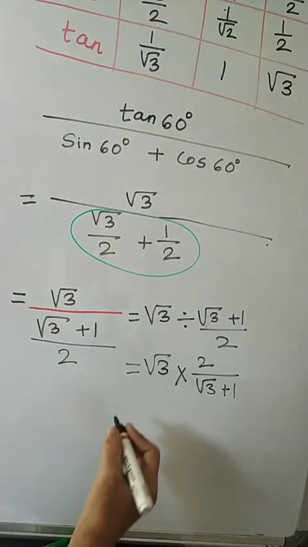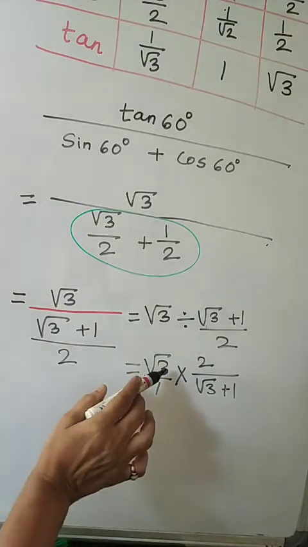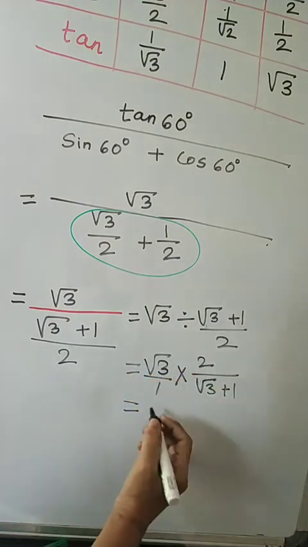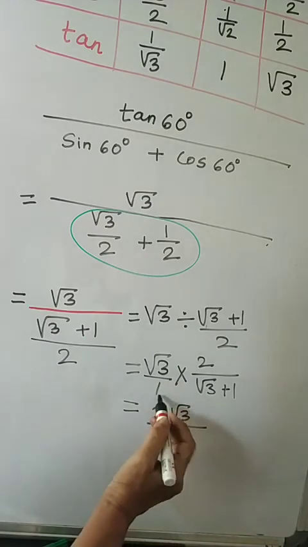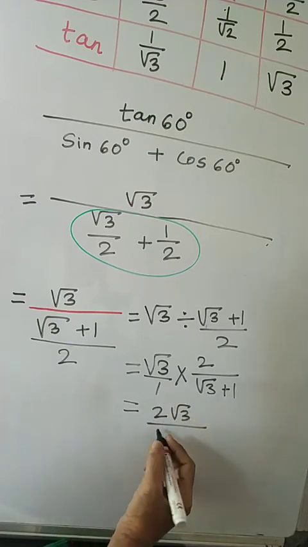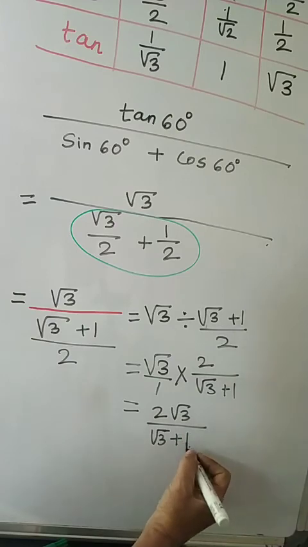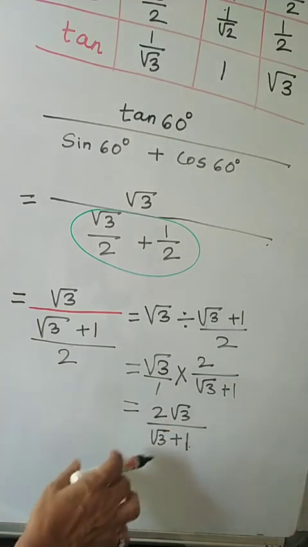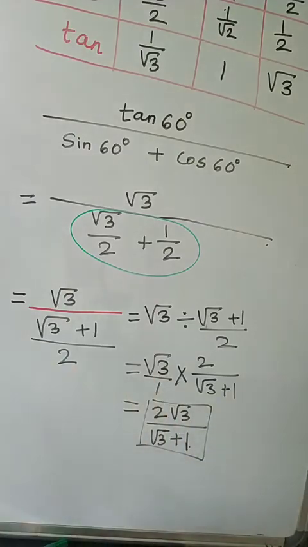Observe. And now when I say only root 3, it means root 3 upon 1. So the numerators are root 3 and 2. So this becomes 2 root 3 upon root 3 plus 1 multiplied by 1, which becomes root 3 plus 1. Now nothing can be cancelled from here. Therefore this remains as the final answer. See, in these kinds of sums, the final answer need not be a whole number. It can remain like that, no problem, do not fear.